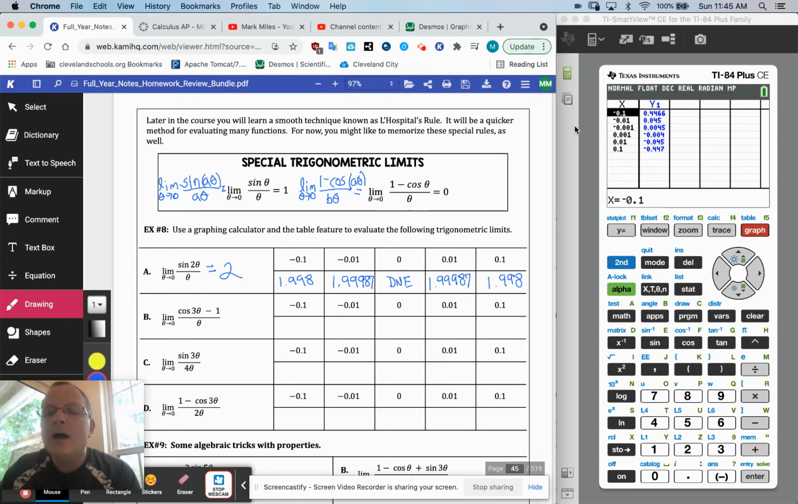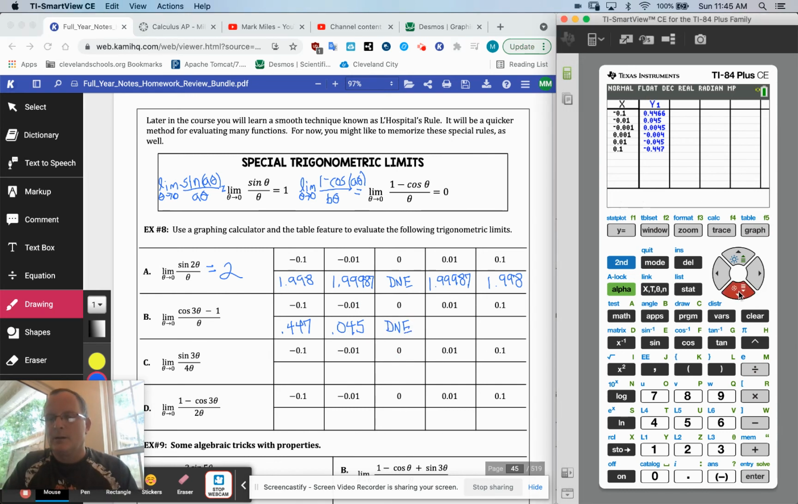So at the first one, we've got 0.447, and then I've got 0.045. All right, this one does not exist. Oh, and I hope you see that, by the way. If I put the 0 in there, I mean, you can substitute yourself, but just to go there.